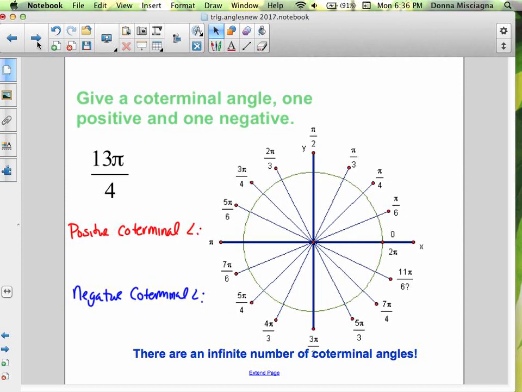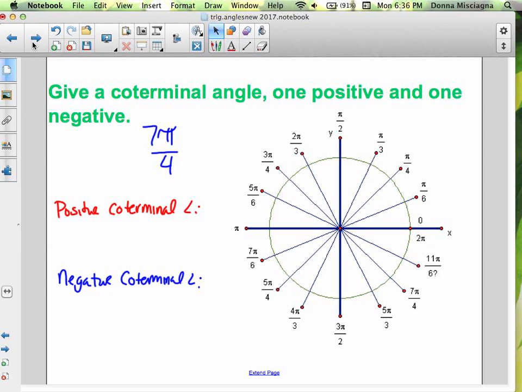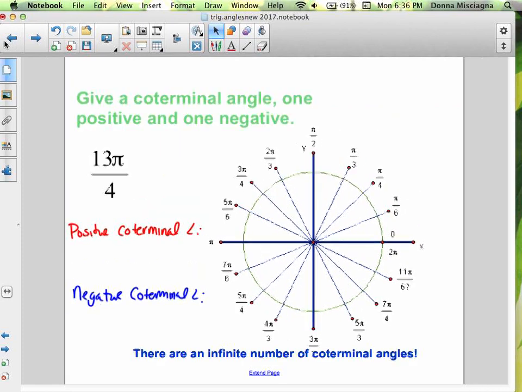All right, so now we're going to be graphing some. Let's see how many I've got here, and then we're going to pick 2, or you pick 2. It doesn't matter to me. We've got 13 pi fourths. I just want you to have some practice. We have 13 pi fourths. We have 2 pi thirds. I have 7 pi fourths, and that's all I have. So I have 3. You can pick any one of the 3. All right, so 13 pi fourths.